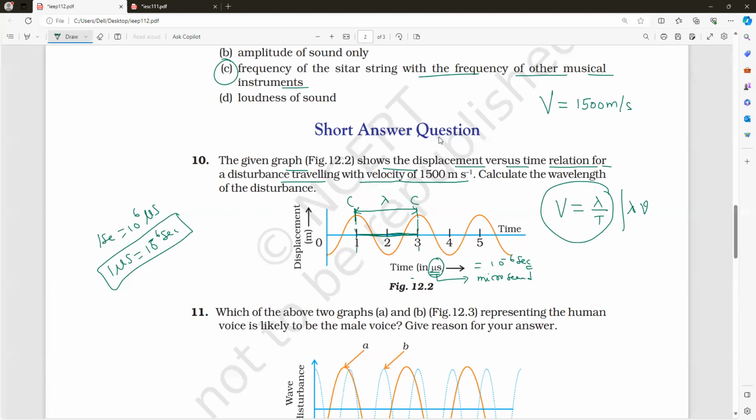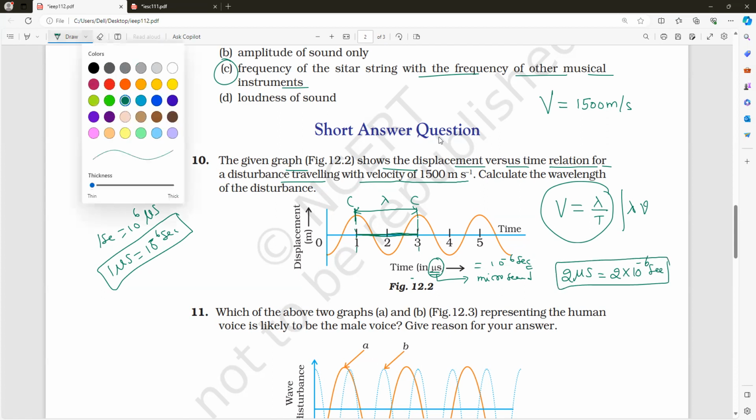What is the time period? 2 seconds or 2 microseconds? 2 microseconds, sir. 2 microseconds means in the sense of 2 into 10 power minus 6 seconds. Will you all agree with me? I want a response from everybody. Yes, sir.